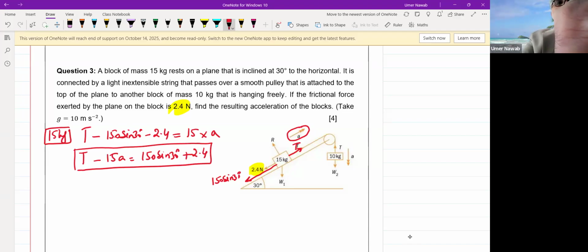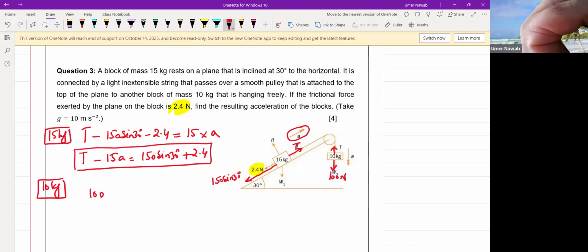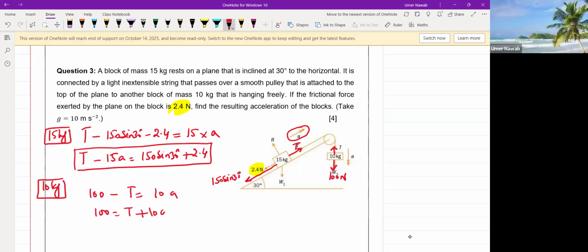Now let's talk about the 10 kg. I'm not simplifying because I will use everything in the calculator. Now the particle is going down, so 100 newtons down, tension T is upward. So 100 minus T is equal to 10A. So 100 is equal to T plus 10A, the second equation. Copy everything into the calculator.